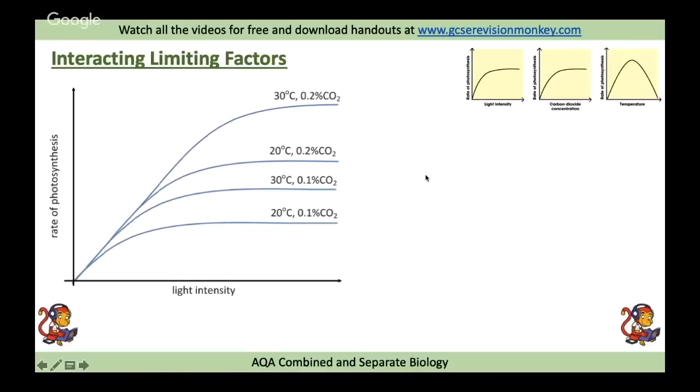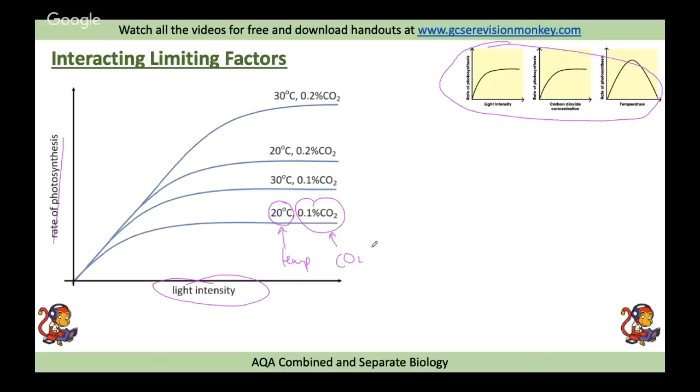Next, interacting limiting factors. Whereas previously for the foundation, we looked at 3 different graphs to show how factors affect the rate of photosynthesis. For higher tier, you would be expected to interpret graphs like this, whereby you've got different limiting factors happening at the same time. So we've got light intensity and rate of photosynthesis. This is our main limiting factor that we've got here. However, we've also got 2 other factors, temperature and carbon dioxide concentration, which is also affecting our rate of photosynthesis.